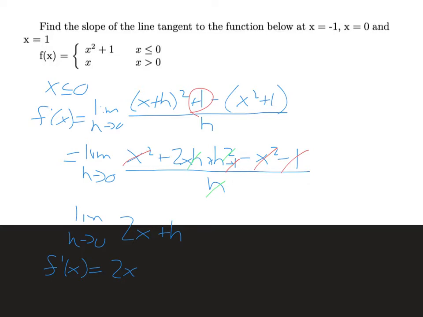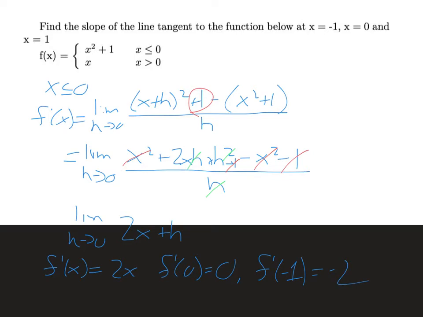Which again, what that means is that for any x value that I plug in less than or equal to 0, if I need to know the slope of the tangent line, I'm going to plug it into this equation here. So they wanted me to find the slope of the tangent line for x equals negative 1, x equals 0, and x equals 1. Well, these first two are less than or equal to 0, so I'm going to plug those x's into this derivative that I just found. f prime of 0 is equal to 0, and f prime of negative 1 is equal to negative 2.